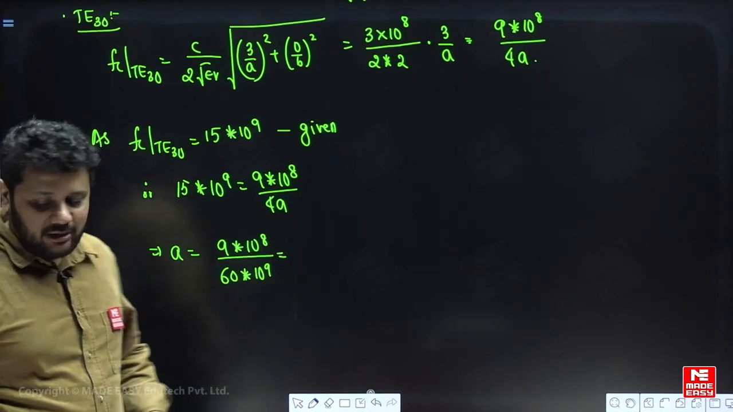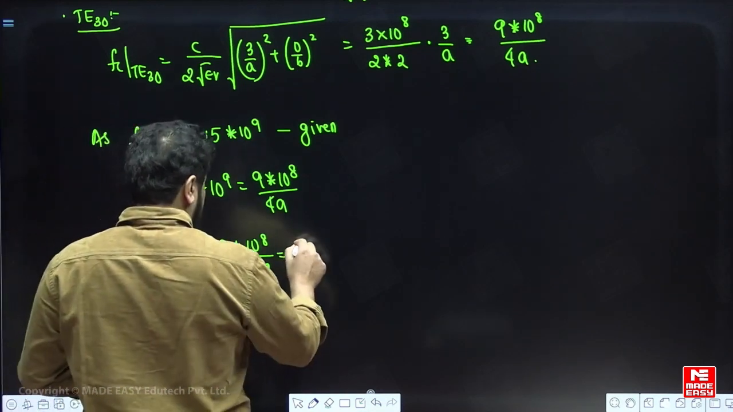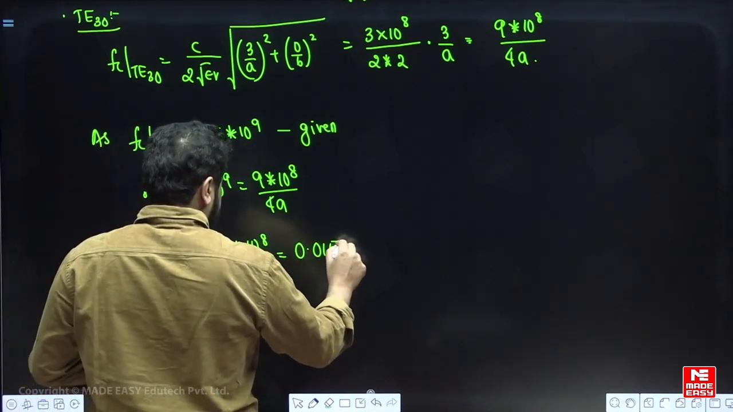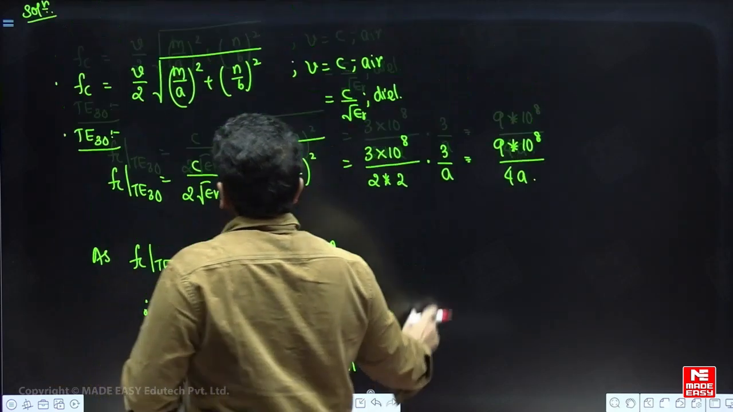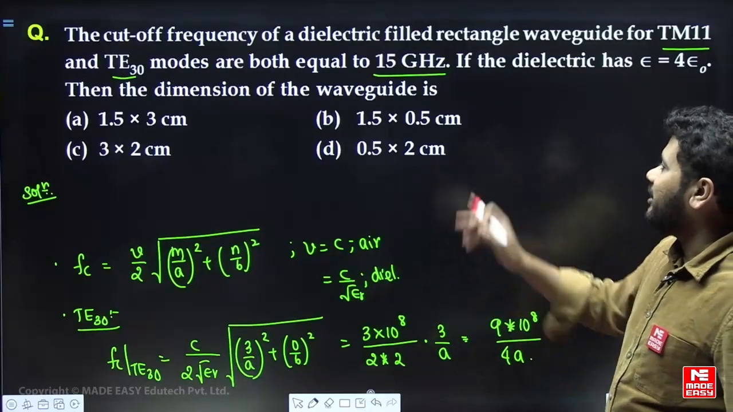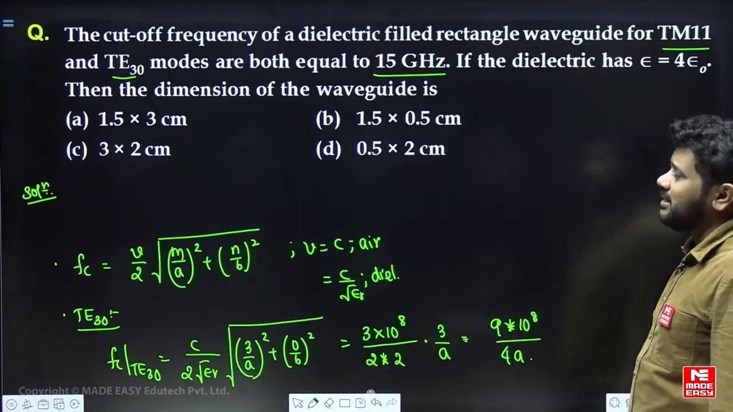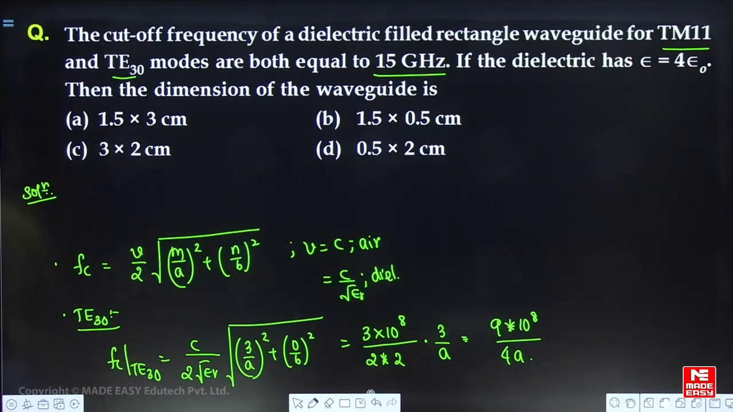So let us calculate the value using the calculator. I am getting 0.015 meter, that is 1.5 centimeter. So let us see, is any option there with 1.5 centimeter? Okay, there are two options with 1.5. That means the answer from A or B will be correct, so we need to check which is the correct one.